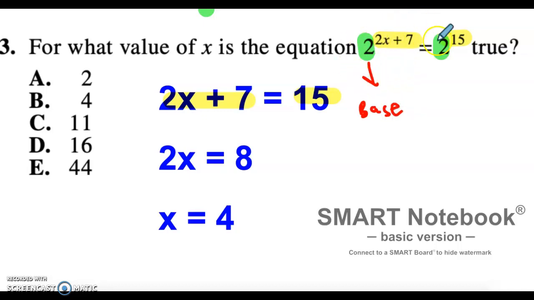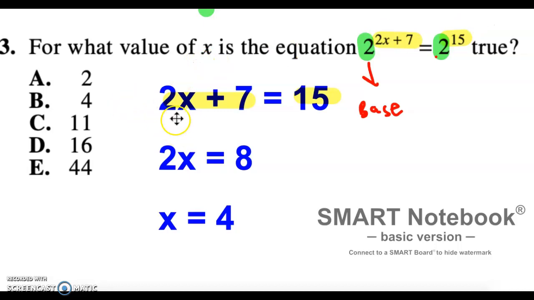So you'll notice in both of these expressions, on each side of the equal sign, the base is the same. The base is 2. So if the bases are equal, that means our exponents also have to be equal. So one way you can solve this problem is to say, since our bases are the same, in order for 2 raised to the 2x plus 7 to be equal to 2 raised to the 15th, the exponents have to be equal. So you can set them equal to each other and solve for x.